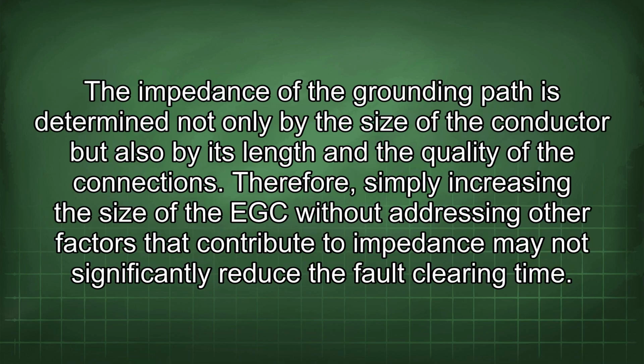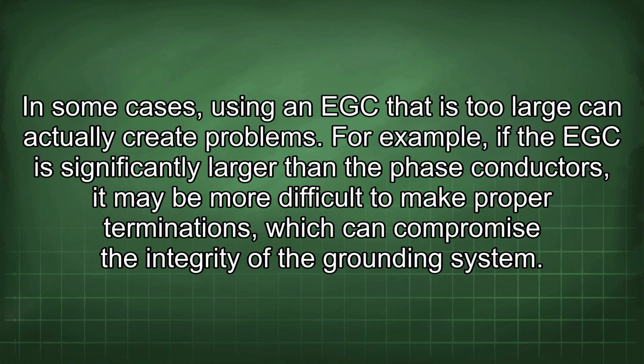The impedance of the grounding path is determined not only by the size of the conductor, but also by its length and the quality of the connections. Therefore, simply increasing the size of the EGC without addressing other factors that contribute to impedance may not significantly reduce the fault clearing time. In some cases, using an EGC that is too large can actually create problems.